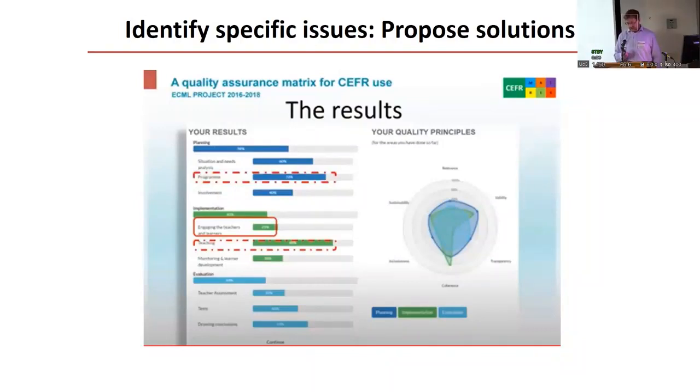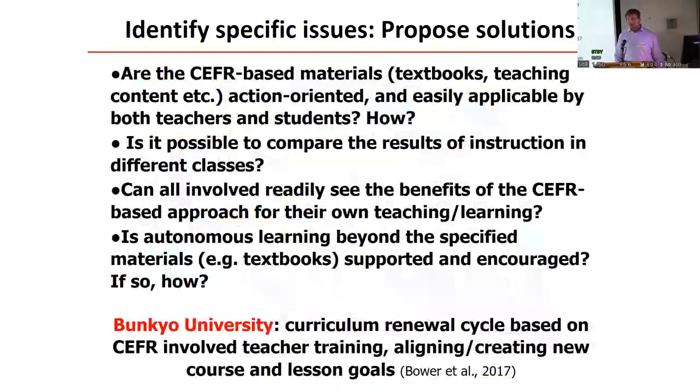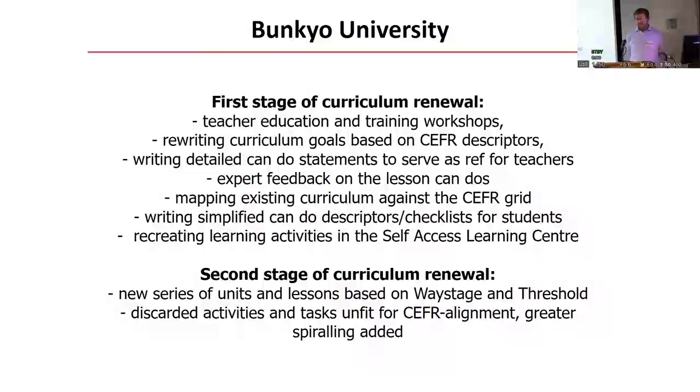Okay, then the next step is to propose solutions. So what I'm going to do now is go over several research projects that have implemented solutions and how they implemented the solutions. So returning to Bunkyo University and this curriculum renewal cycle. You can read the steps that they took yourself, okay? I probably outlined all of the steps in terms of the first stage of the curriculum renewal.